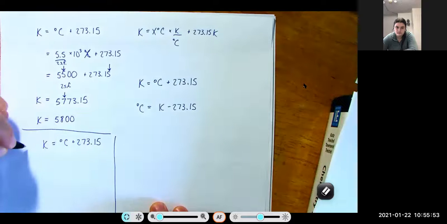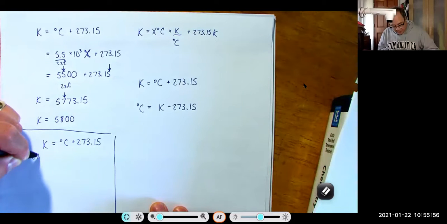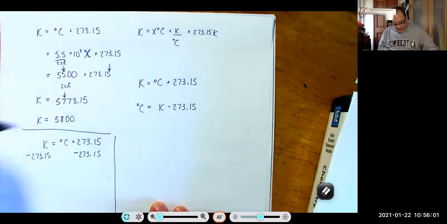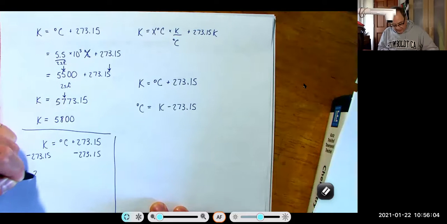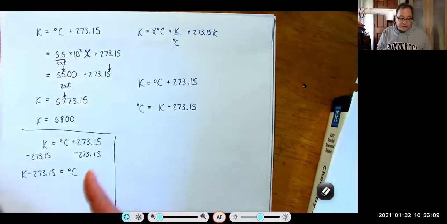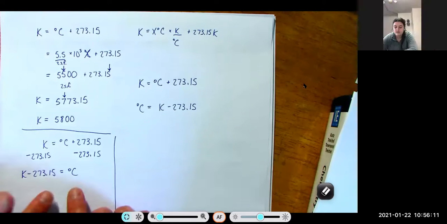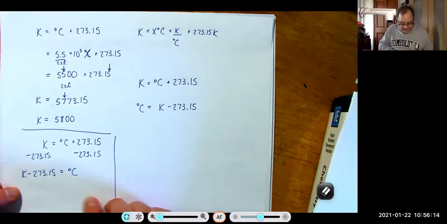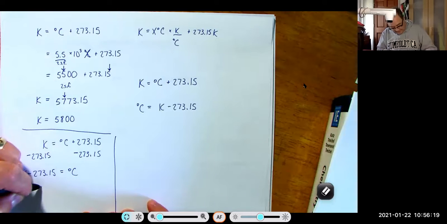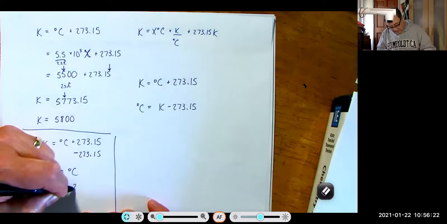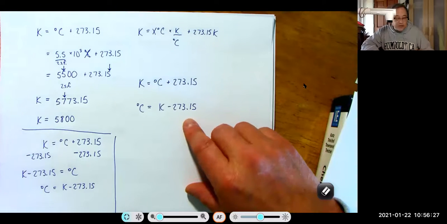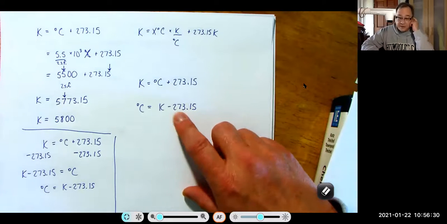So I'm going to add a negative 273.15 to this side, and I'm going to add 273.15 to this side. So I get K minus 273.15 is equal to degrees Celsius. I don't expect you to show me that work. Here, the laws of algebra say that if A is equal to B, then B is equal to A. So that's how I got that equation. Again, I don't expect you to show me all that work to get here. I expect you to get this correctly.